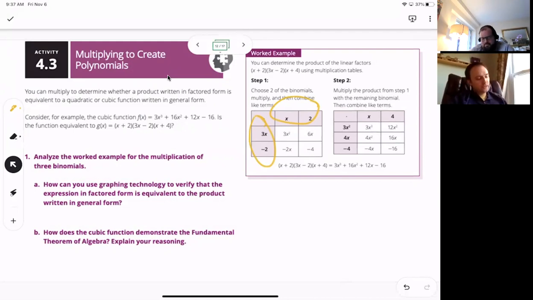Yes. So you're doing 3x times x, which is 3x squared, 3x times 2, which is 6x, negative 2 times x, which is negative 2x, and then negative 2 times 2, which is negative 4. And then they combined the terms in here that were alike. So the 6x and the negative 2x.